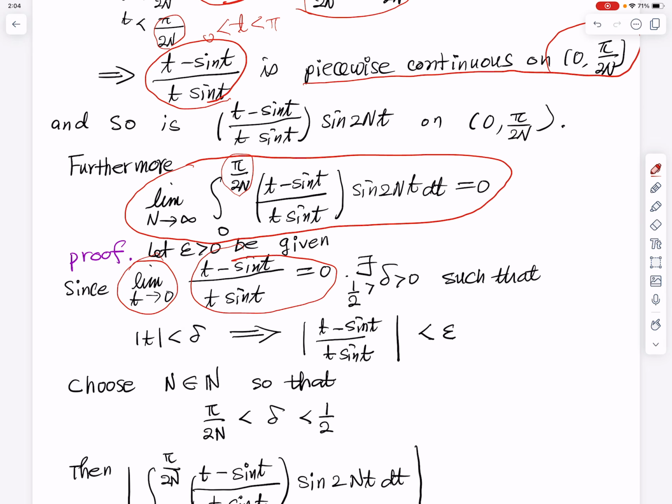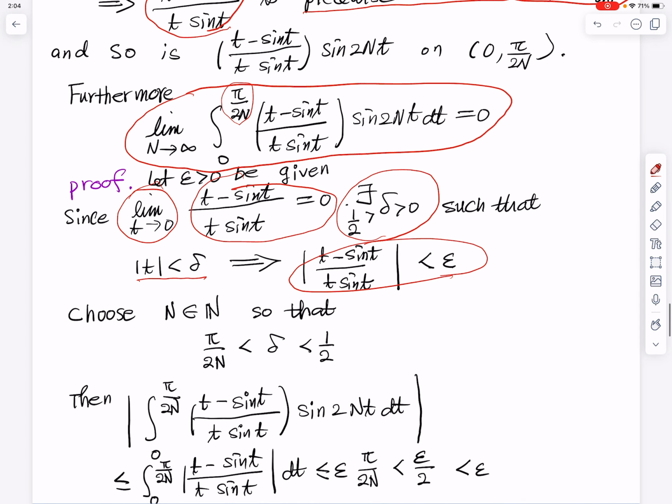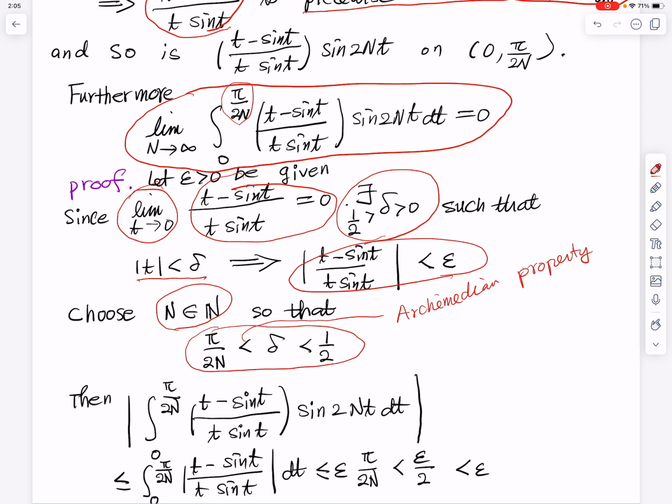Then for every given epsilon, there exists delta such that for absolute value of t less than delta, the absolute value of (t minus sine t) divided by (t sine t) is less than epsilon. Then I choose a large n so that pi over 2n is less than delta. This is always true by the Archimedean property from real analysis. If we want to prove everything rigorously, here you can apply the Archimedean property; you can always find such a natural number n.